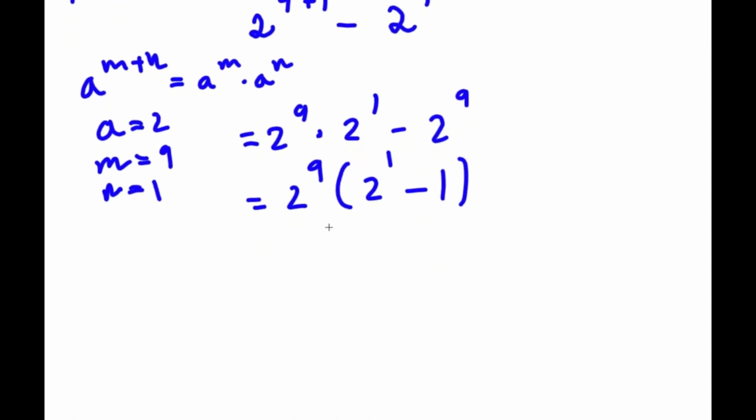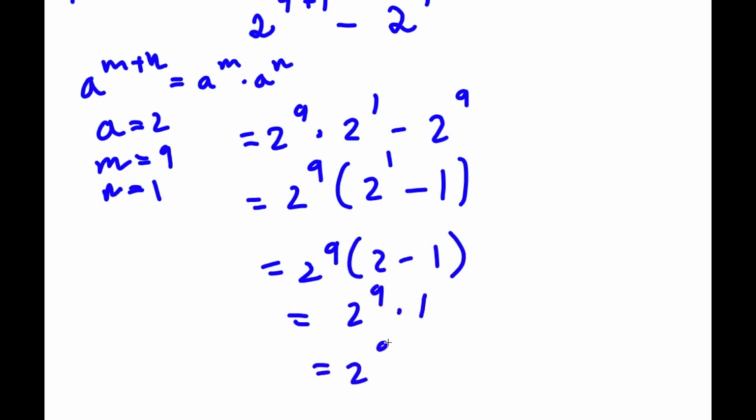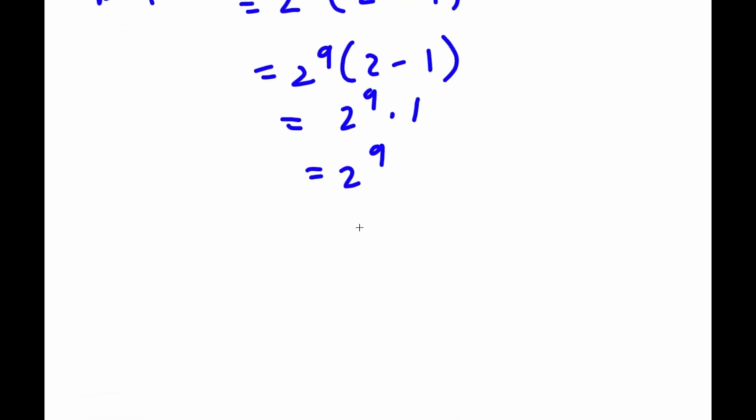All right, so now we have 2 to the power of 9 times 2 to the power of 1 minus 1, and 2 to the power of 1 is the same thing as 2, so I have 2 minus 1. 2 minus 1 is obviously 1, so I have 2 to the power of 9 times 1, which is the same thing as 2 to the power of 9.